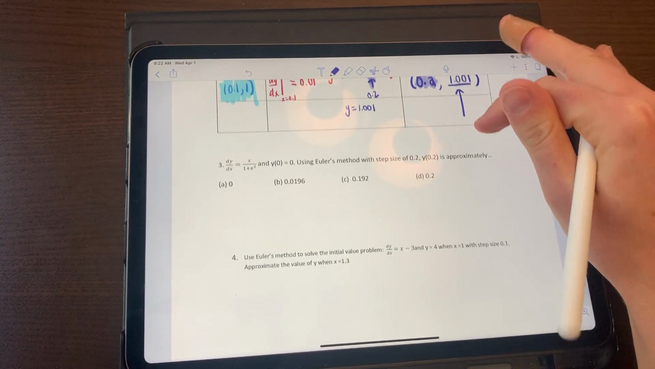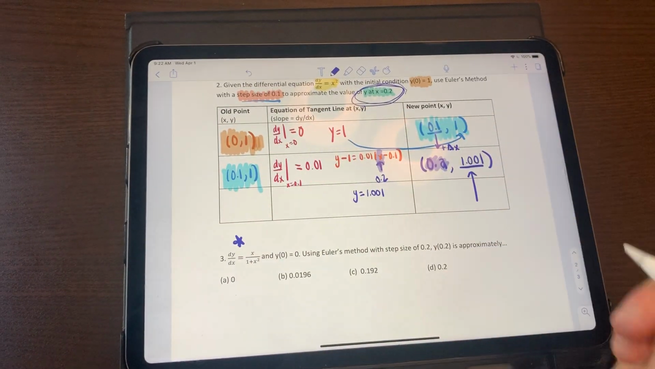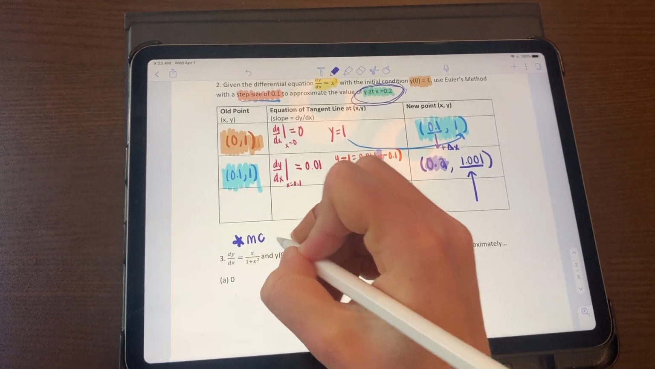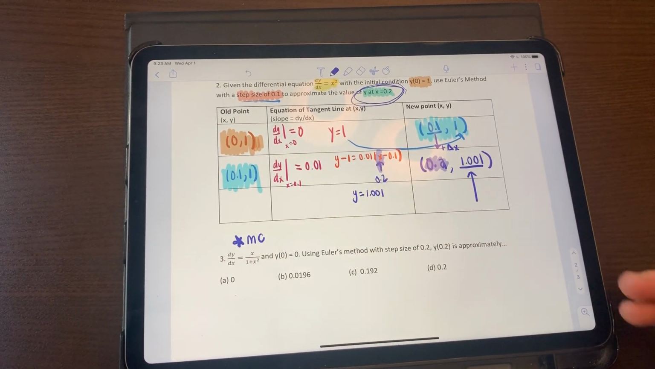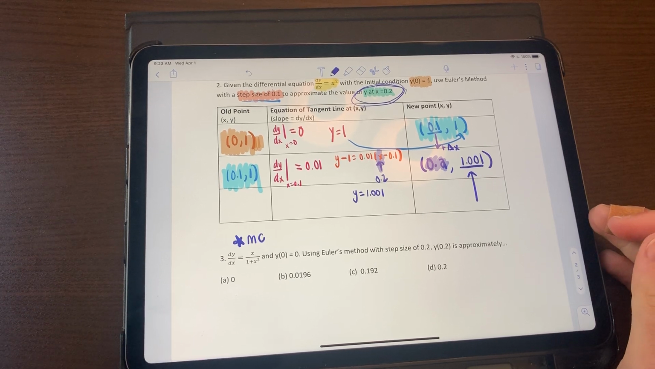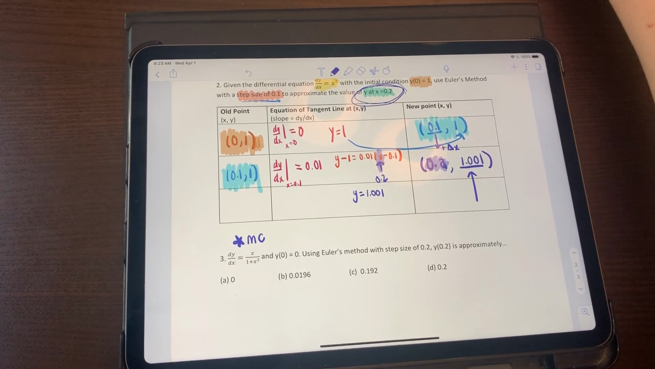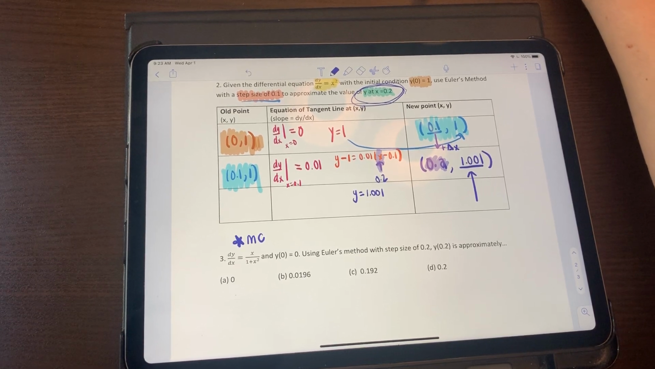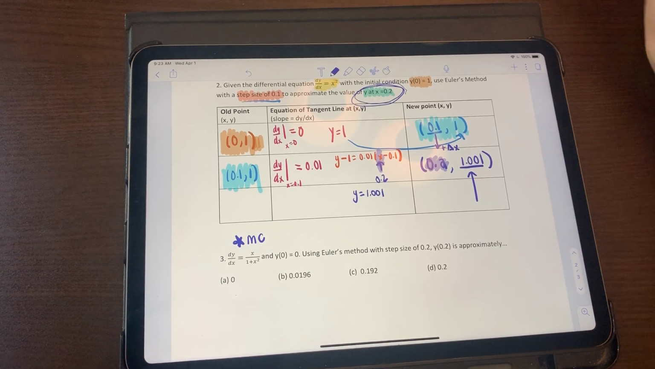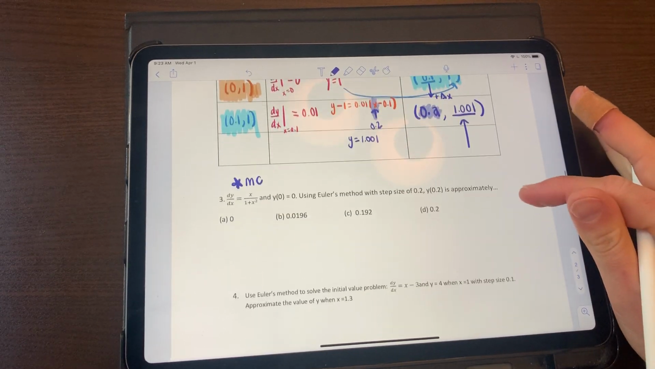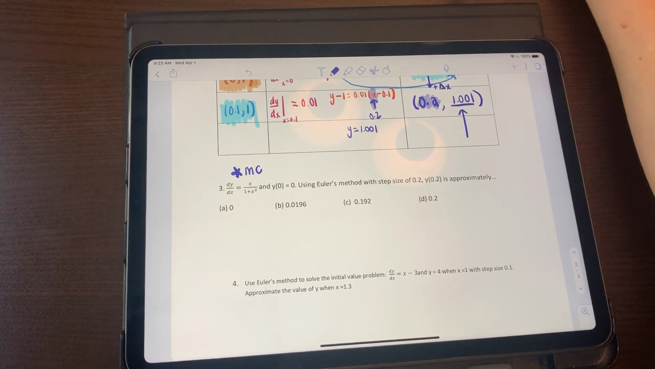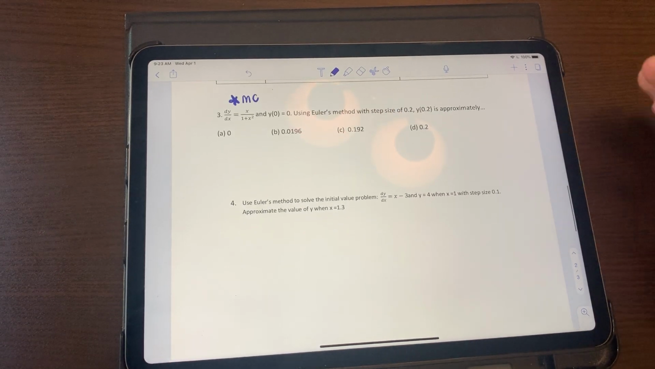Okay. So quick note on number 3, this is multiple choice. Pick one as your answer. dy/dx equals x over 1 plus x squared, and use the initial condition (0, 0) with the step size of 0.2. And in number 4, this is free response again. I'll let you read the question.